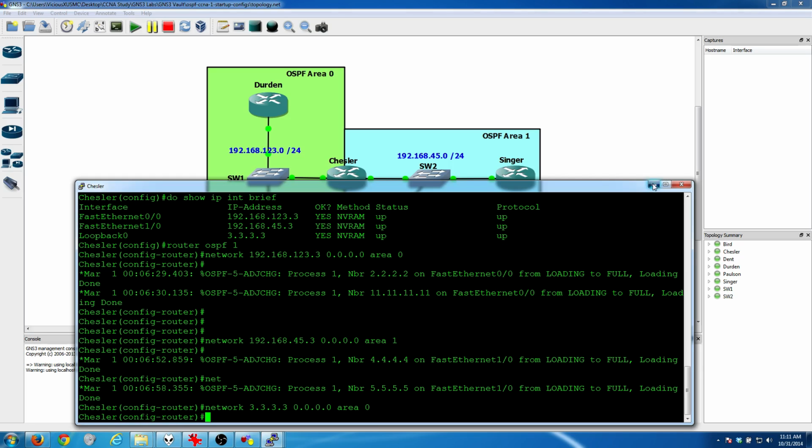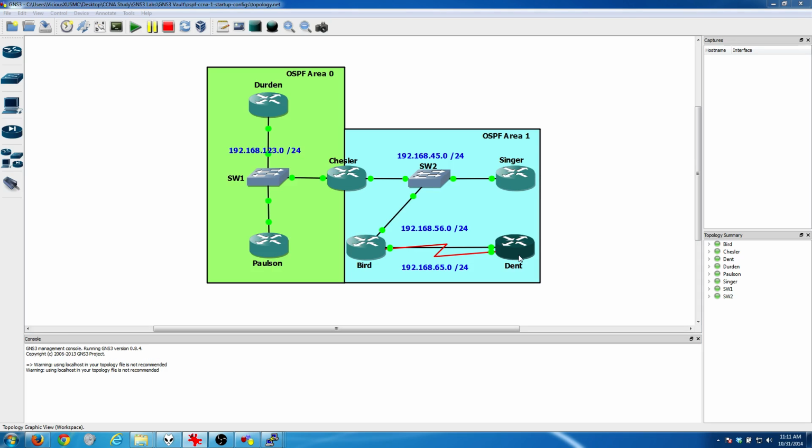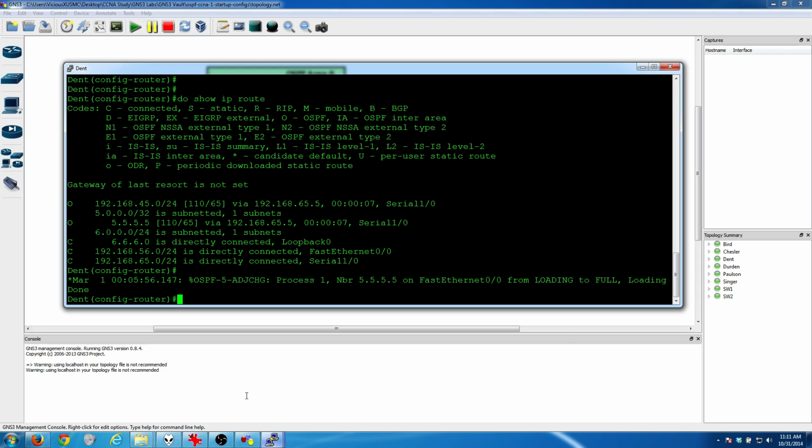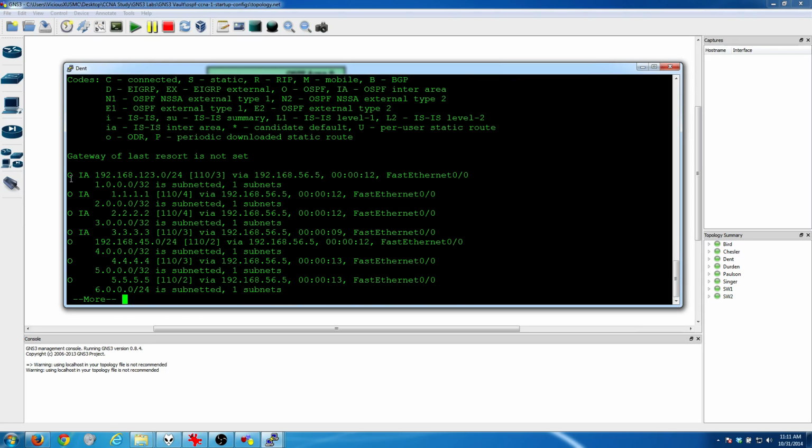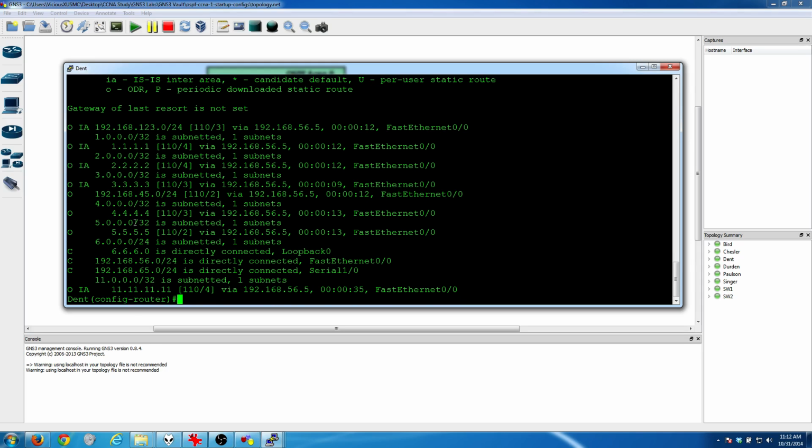So let's go to a far router. Let's go over here to Dent. He's the furthest away from area 0, and look at the routing table. In our routing table now, we'll see that we have OSPF routes designated by the O. If we look at our key, OSPF, and we can see IA, and that means it's in another area, inter area. There it is, OSPF inter area. So that means this is actually in a different area. That's our area 0, and here's the rest of our routing table.